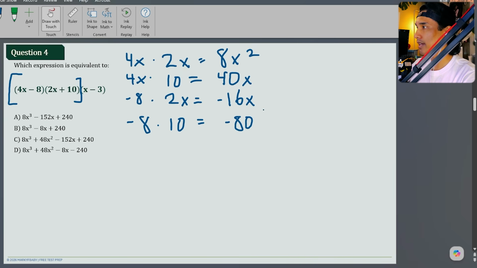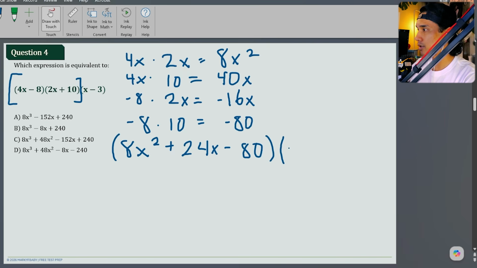Now let's combine like terms. So 8x squared. Okay. What is 40x minus 16x? That is positive 24x. And then minus 80. Now we're done with that part. We're done with foiling. Okay, now next we're going to have to multiply all of this to x minus 3.